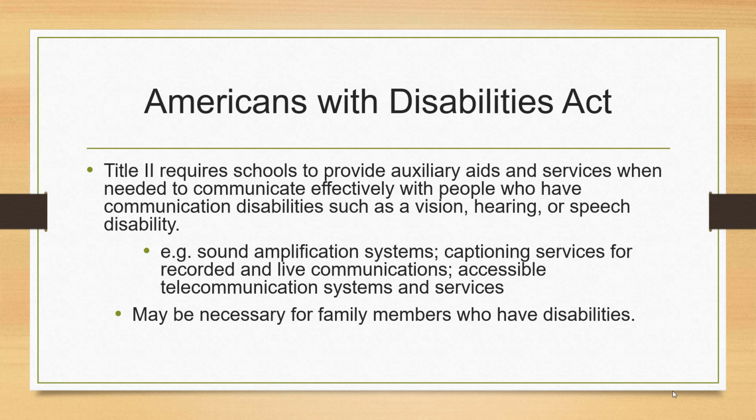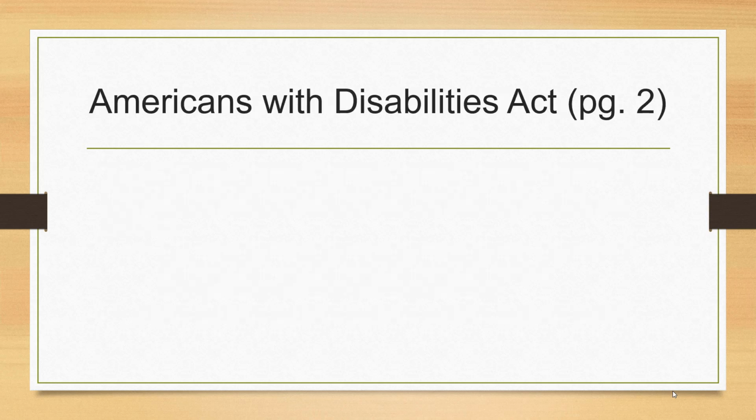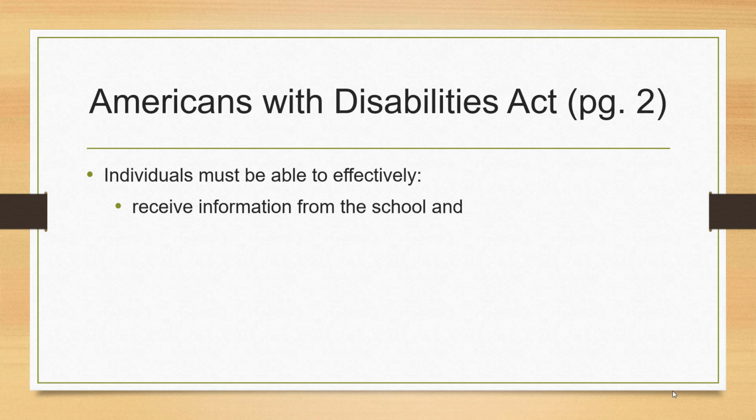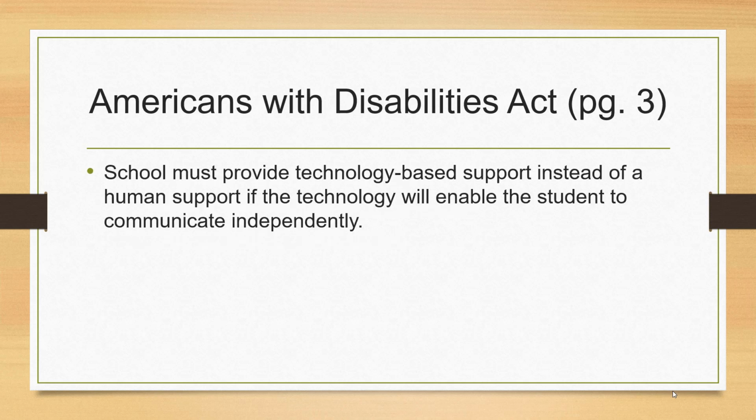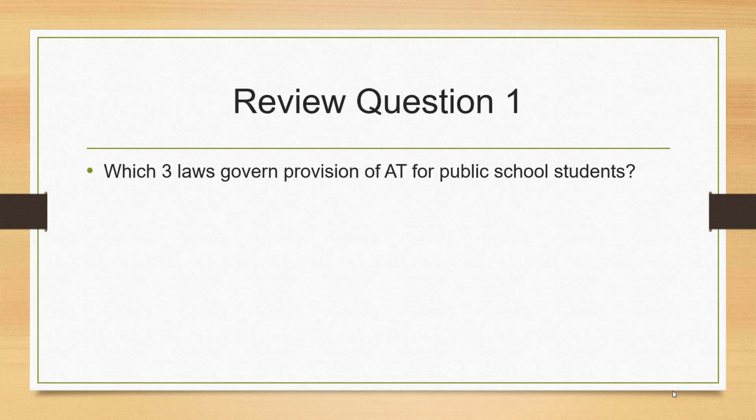This means that the school would be required to provide supplementary aids and services if necessary to enable effective communication with family members who have a disability. These may be parents of students without disabilities, not just the families of students who are receiving special education services. Also, note that individuals must be able to effectively receive information from the school and convey information to the school. What's more, Title II requires that the school provide technology-based support instead of a human support if the technology will enable the student to communicate independently.